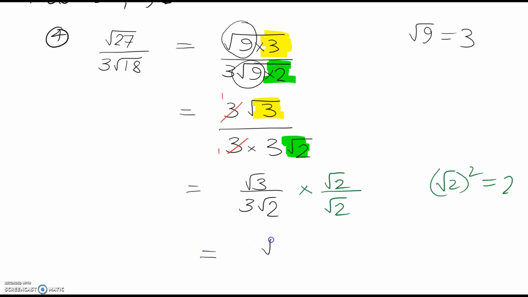So on the top, root 3 times root 2, root 6. And on the bottom, don't forget this root 2 times root 2 is root 2 squared, which gives me 2. But there's also a 3 here on the bottom, so it's 3 times 2, which I can just simply write as 6.